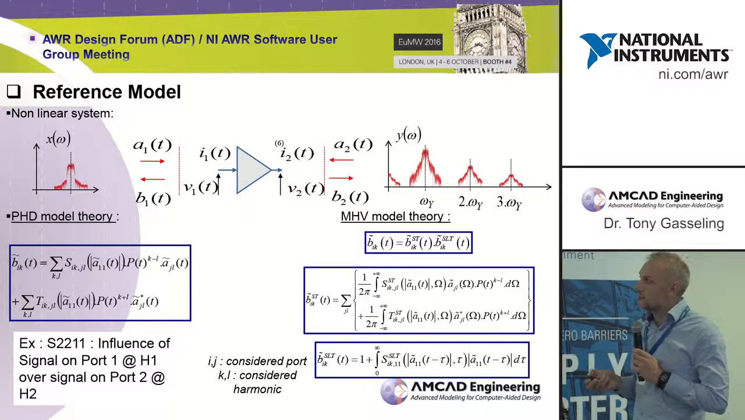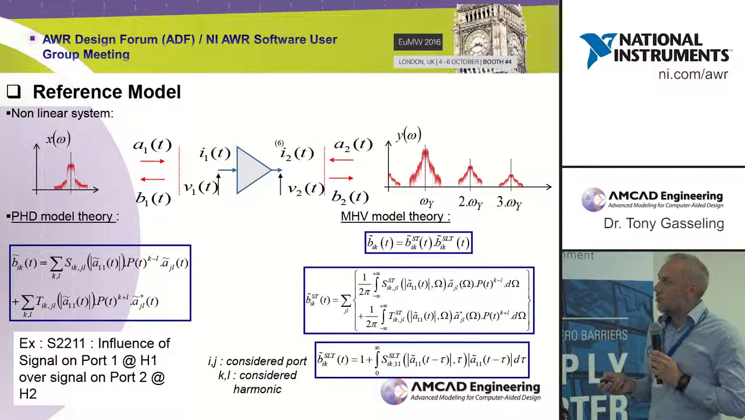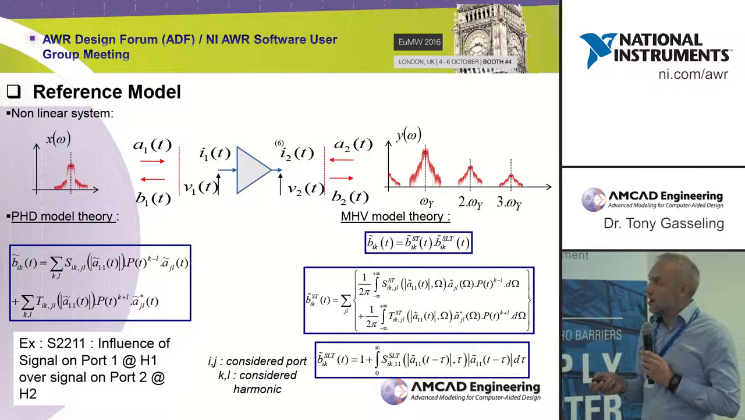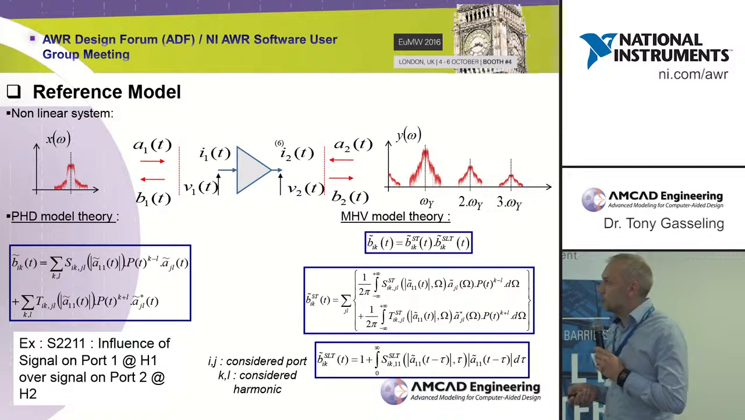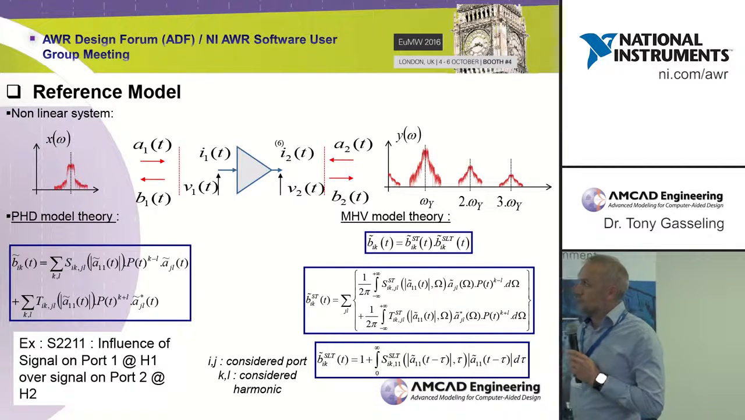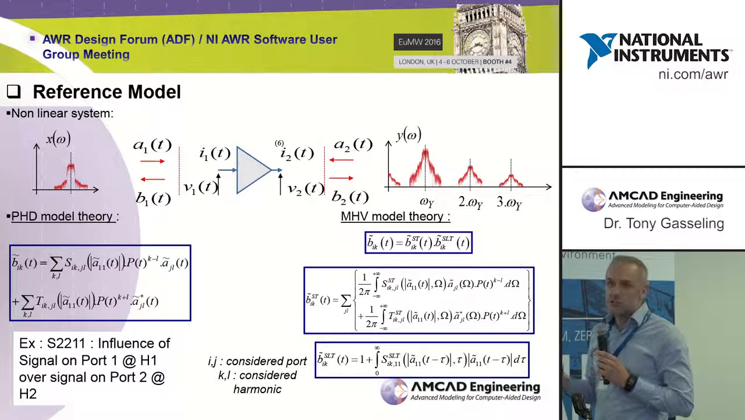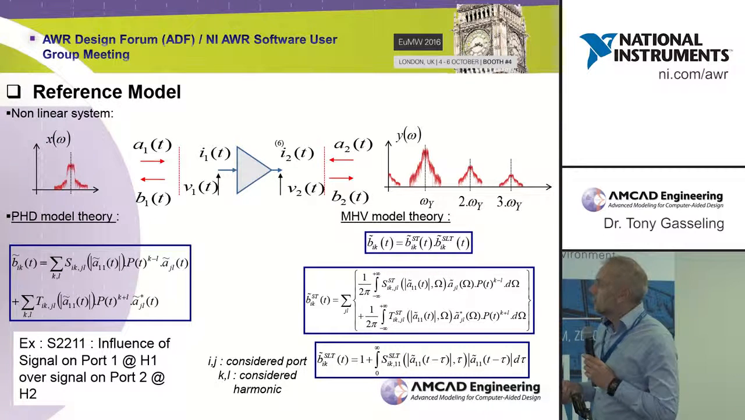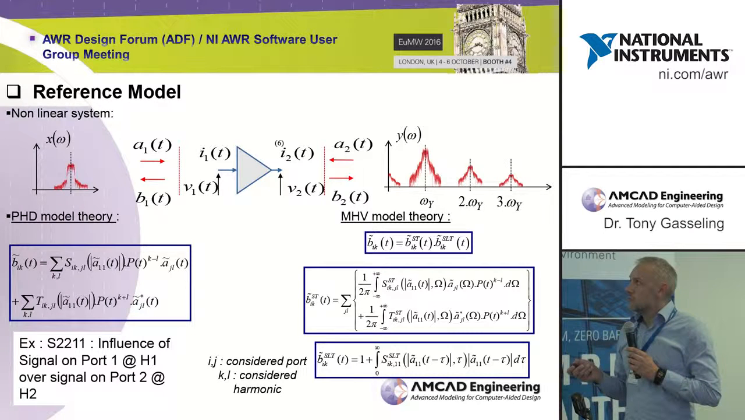So let's take an example. If we are looking at S2211, we are observing the influence of the signal on port 1 at harmonic 1 over the signal on port 2 at harmonic 2. That is to say, the harmonic response, for example, versus the input power. So it could be S2211, but it could also be S2111, which is basically the S21 in linear conditions, if we simplify. So this is the basic PHD model theory.